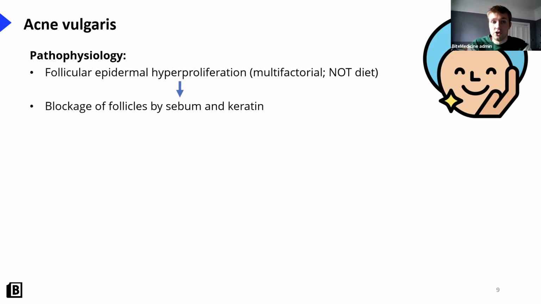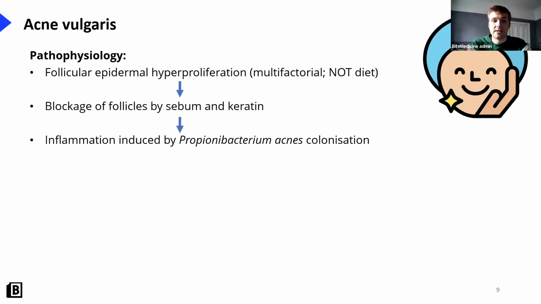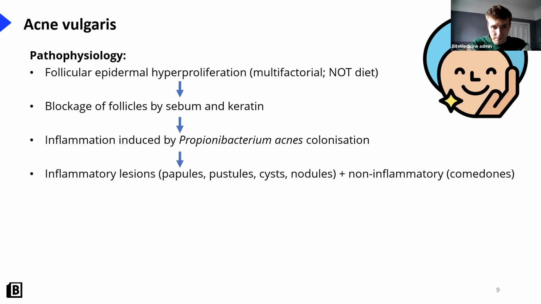So when you get that proliferation, you get blockage of the follicles by sebum, it's an oily substance, as well as keratin. This can lead to a colonization by a bacteria called P. acnes, leading to inflammation of those follicles. And as a result, you get a number of different lesions that we divide into inflammatory versus non-inflammatory. So the non-inflammatory is like the blackheads and the whiteheads, and then the inflammatory lesion tends to be larger papules and pustules, possibly coming out, as well as larger cysts and nodules.